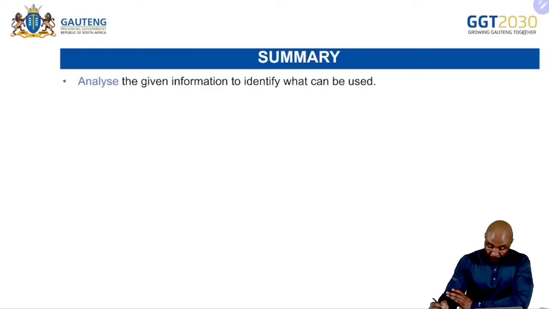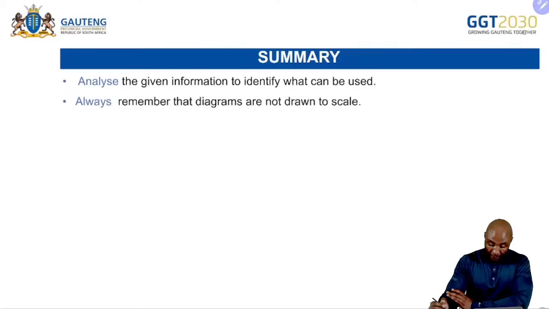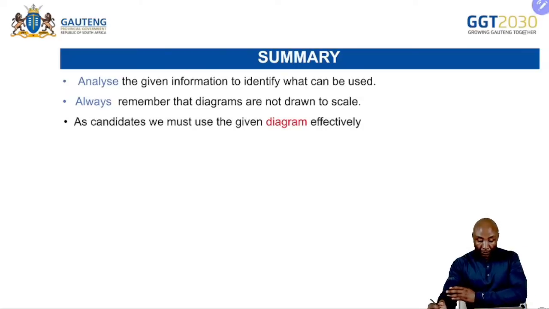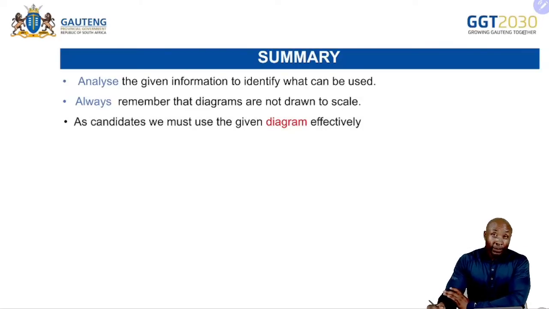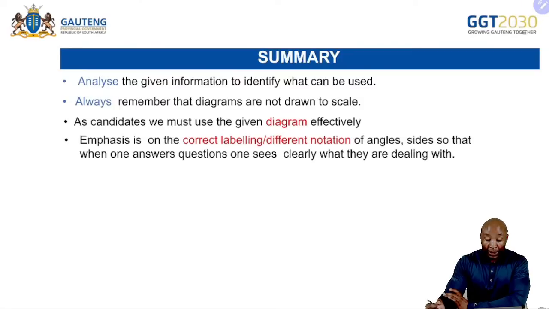So, in summary, always analyze the given information. Always remember that diagrams are not drawn to scale. Do not start measuring angles and sides using a ruler or a protractor. We must use given diagrams effectively. Also, if you are drawing a diagram, make sure that it makes sense to you as well. Label correctly, and you must know the different notations that are used in the subject.